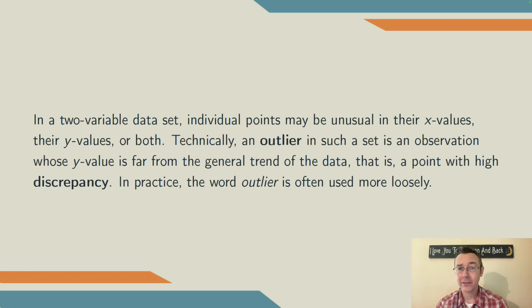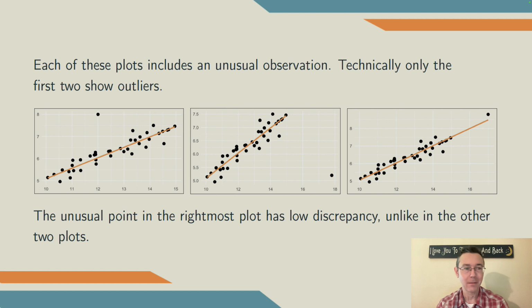Technically, an outlier in a set like that is an observation whose y value is different from the general trend of the data. That is, it's a point with high discrepancy. Sometimes in the real world, people use the word outlier more loosely, so be ready for that.